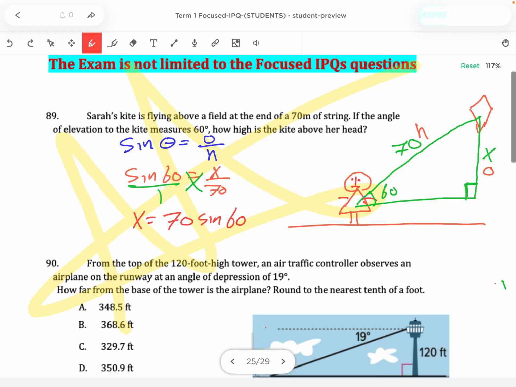I have no idea if it is... لا just a second. 70 sine 60, 35 radical 3 meters.